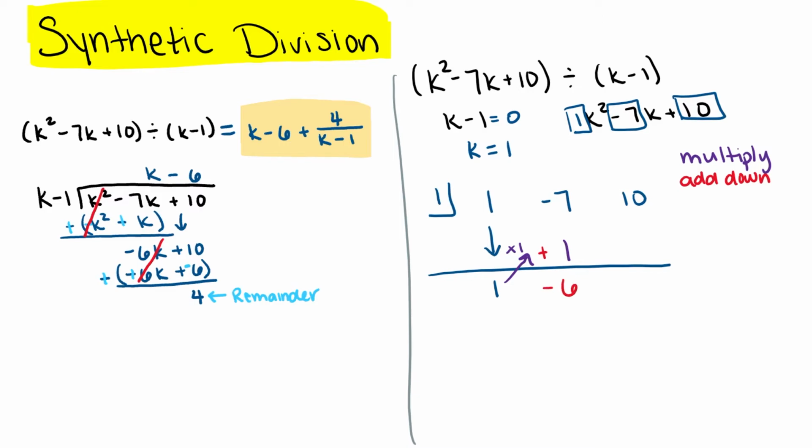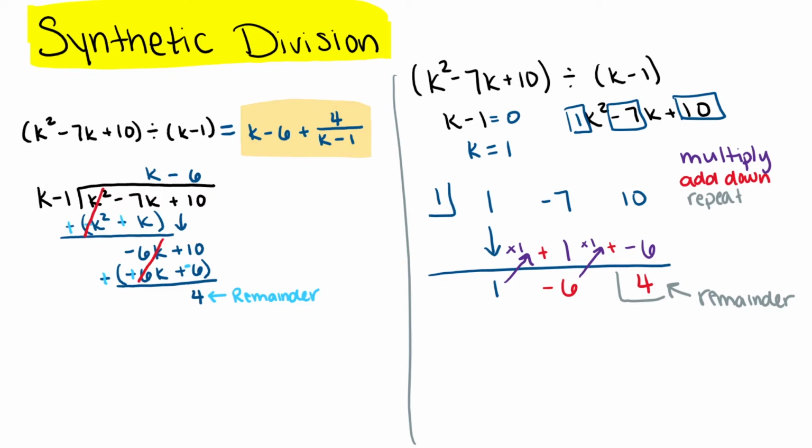We'll multiply negative 6 by 1. We get negative 6. And add down. 10 plus negative 6 is 4. 4 is our remainder. Now we found the coefficients of our quotient. Basically, we found the coefficients to the answer of this expression.